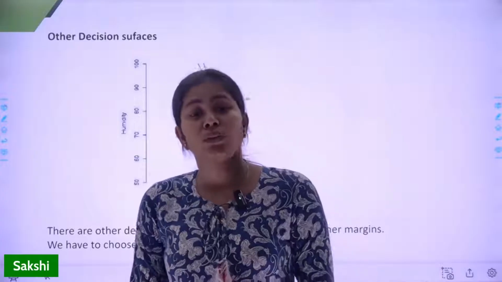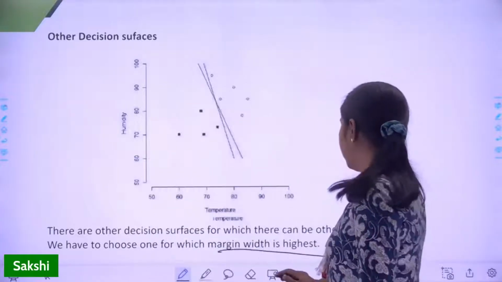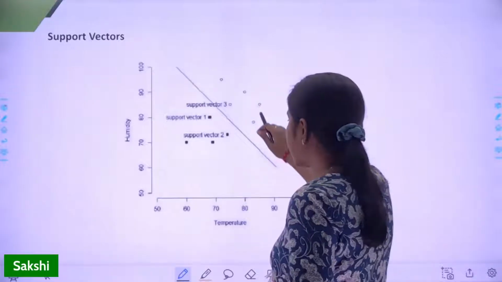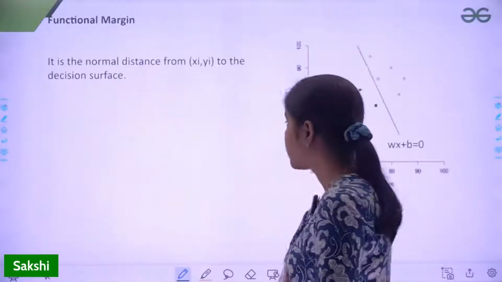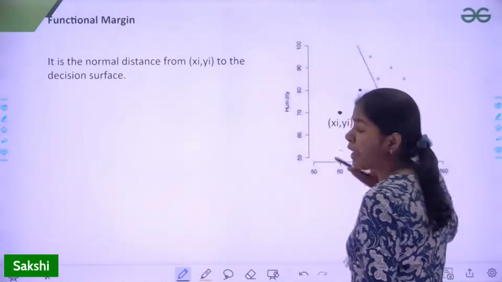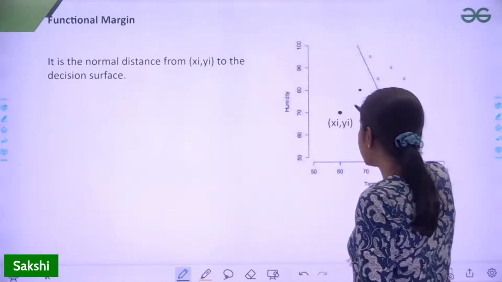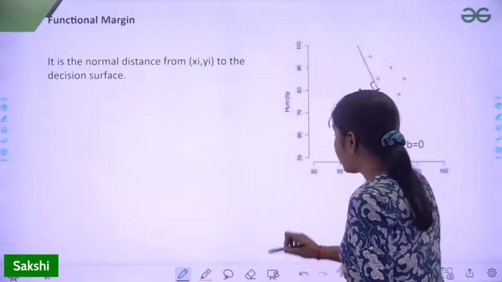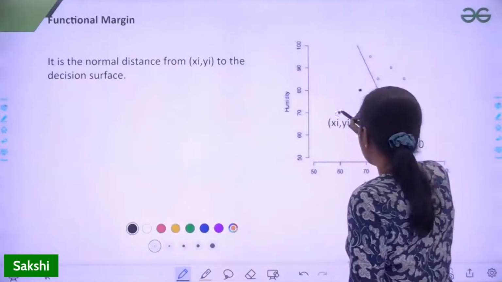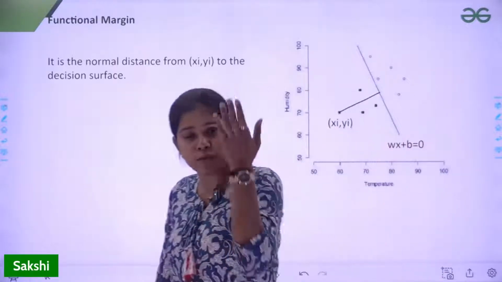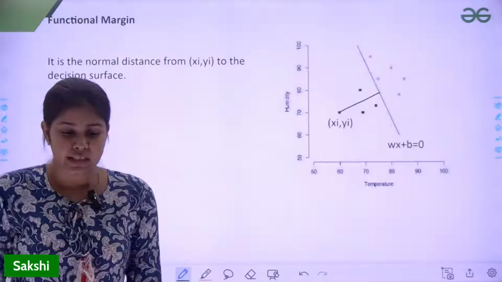So how do I work on this? Let's see. I told you what a support vector is: support vectors are the closest points. Now we'll find out the distance. Let's suppose this (xi, yi) is a point on my 2D surface. I have to find the perpendicular distance, because I want to find this margin. So let's suppose I want to find this distance. What would be the distance of any point from this decision boundary?